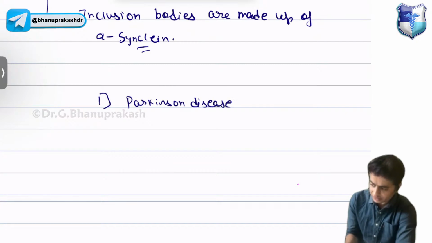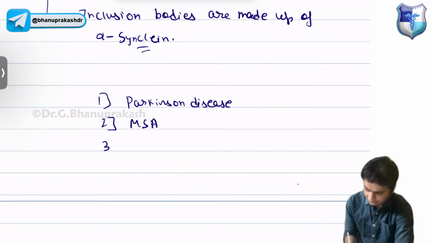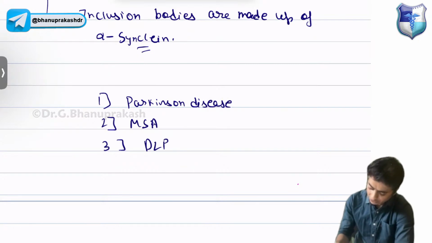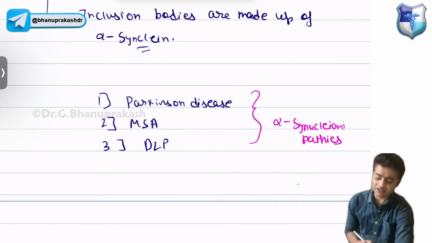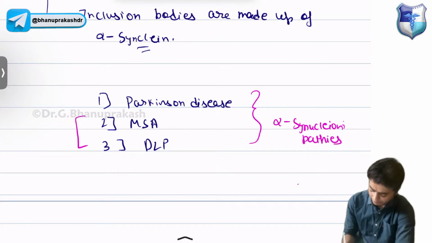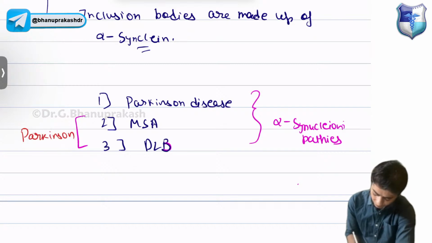That is your Parkinson disease. Then is your multiple system atrophy (MSA), and third is your DLB. These all are your alpha synucleinopathies. MSA and DLB are also known as your Parkinson plus syndrome.